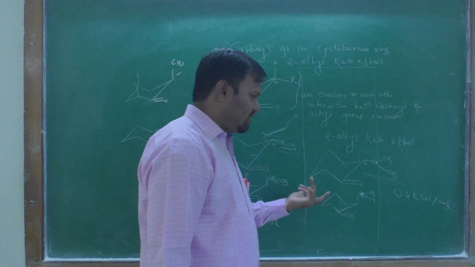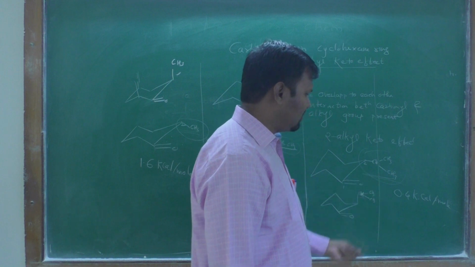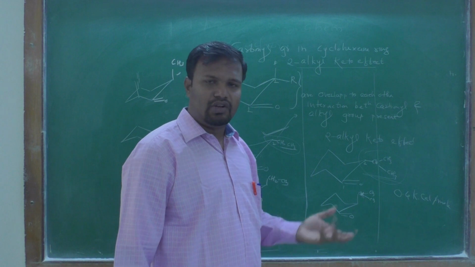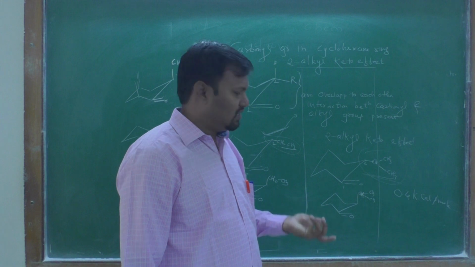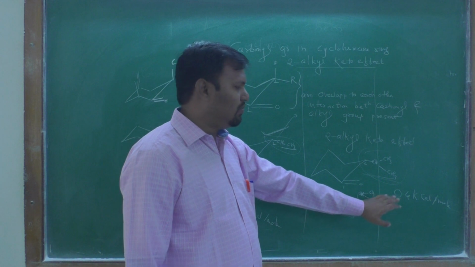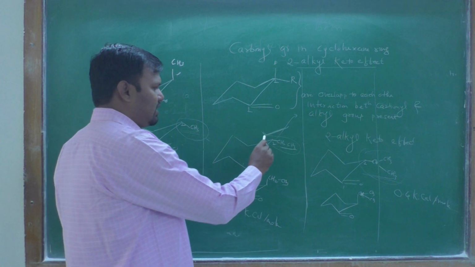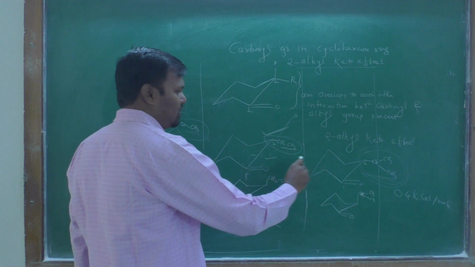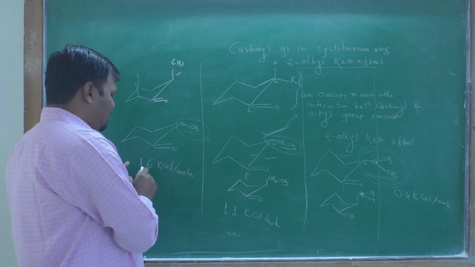In the third case, it's also a very bulky group. Okay, isopropyl group is a very bulky group. Therefore, it enhances the 2-alkyl keto effect. Therefore, energy increases. Due to the energy increase, the difference between these two molecules will be 0.4 kilocalorie per mole. Okay, therefore, as your bulk increases, you found that the energy of this molecule increases. Energy increases means what? Instability is increased.